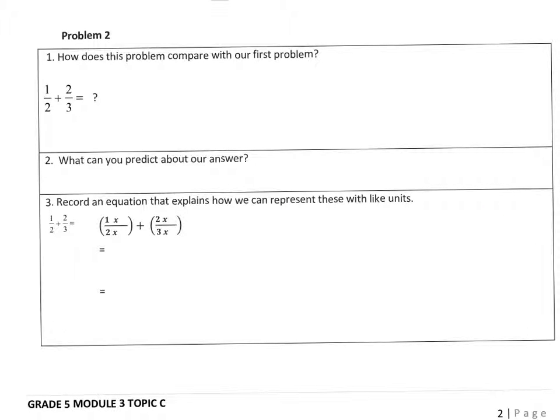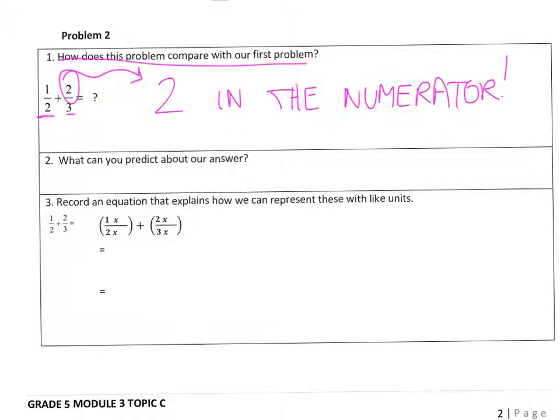Let's take a look at problem 2. 1/2 plus 2/3. So how does this compare with our first problem? We have a 2 in the numerator. So not just ones, now we've got a 2. But what can I predict about our answer? Well, 2/3 I know is more than half. 2/3 of a pizza, more than half a pizza. Plus a half, I bet our answer is going to be greater than 1. So let's take a look.